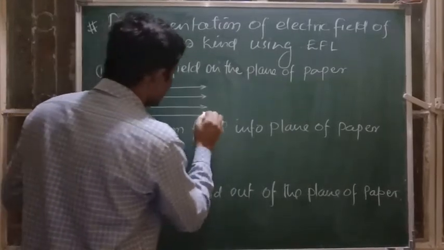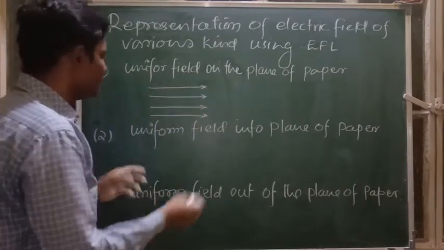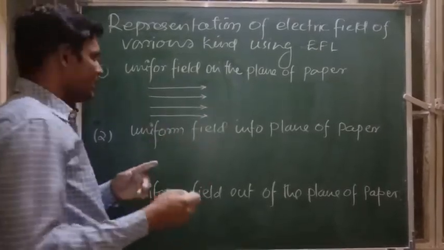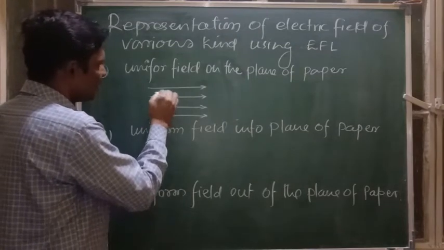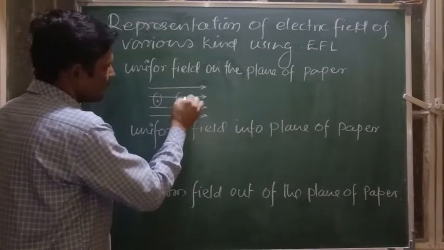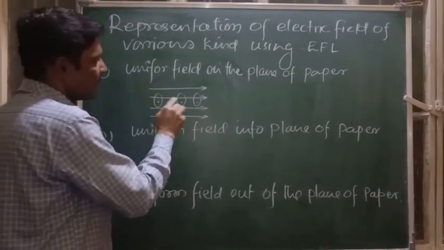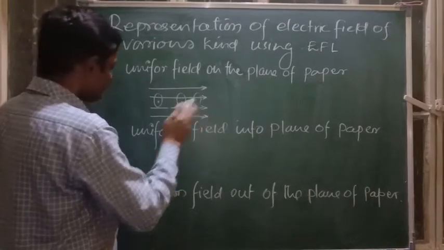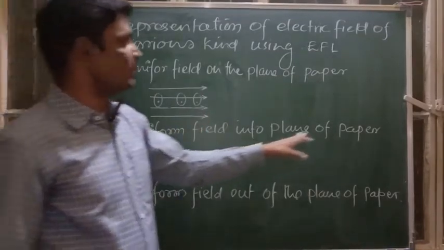So on the plane of paper, that can be represented with parallel lines. How is this representing a uniform field? As I have discussed in a property earlier, if I draw a unit area around a point, the number of lines passing through each area is the same, therefore the field at every point will be same.